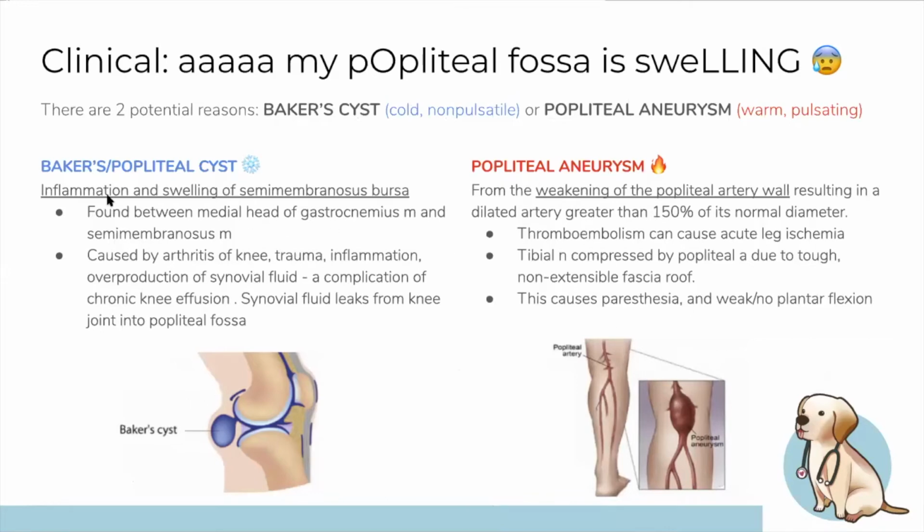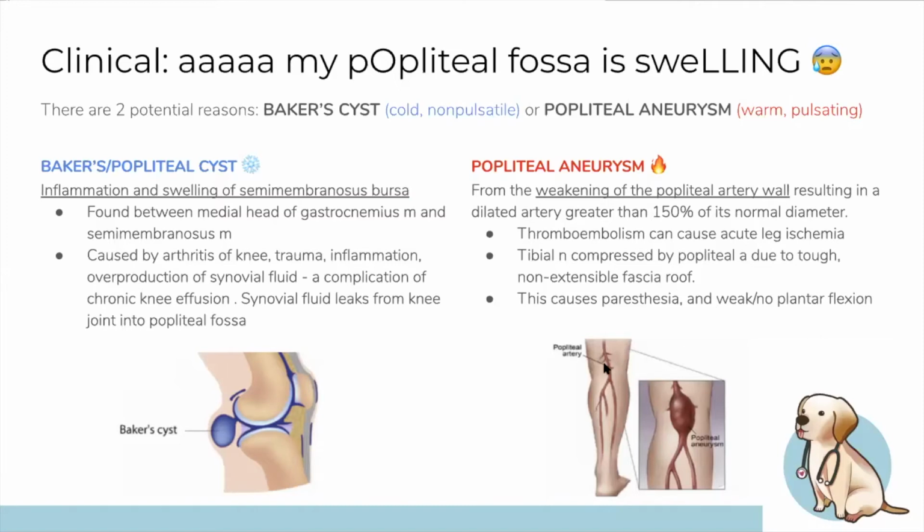So a cyst is basically the semimembranosus bursa being swollen. So remember, it's the one back here. Whereas these two are caused by friction, this is caused by a lot of swelling. That can be from arthritis of the knee or trauma. And this is cold and non-pulsatile, whereas a popliteal aneurysm is warm, squishy, and pulsating.